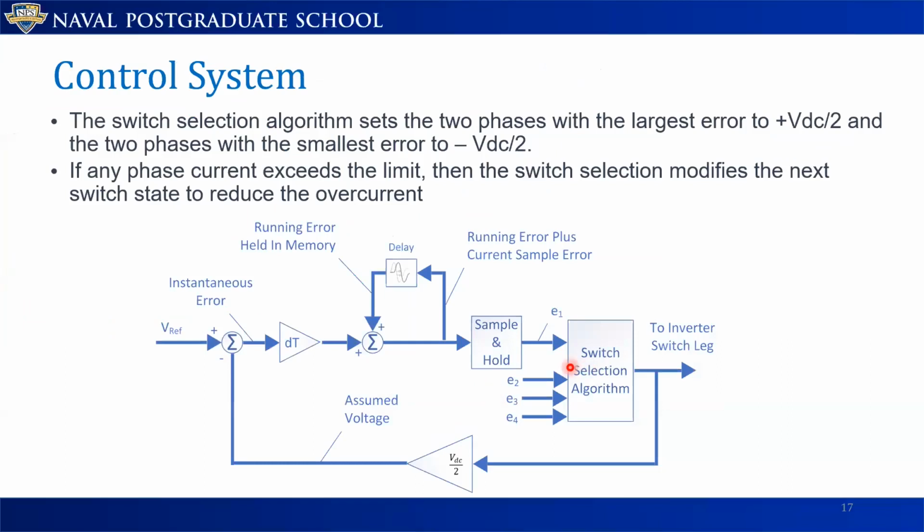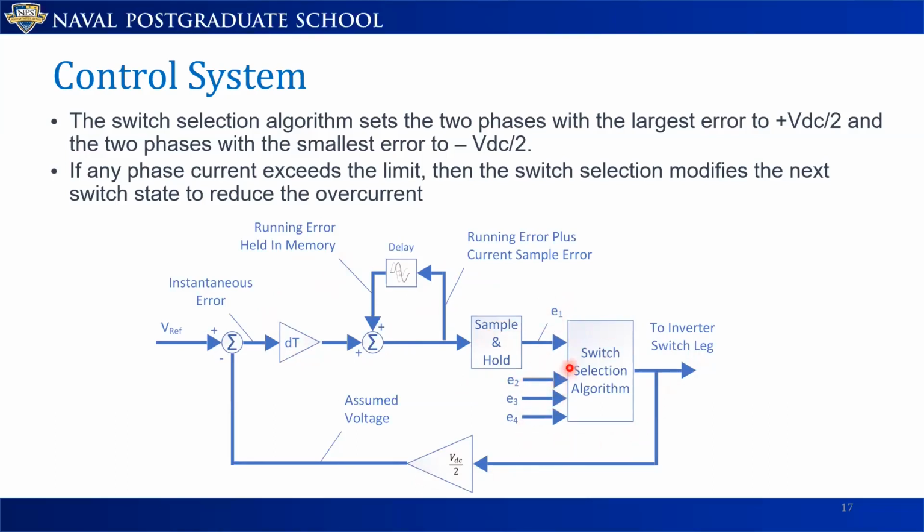The control system for the grid forming inverter is an open loop sigma delta modulation that I'm showing here. You take the error, you compare it to the assumed voltage, which is the voltage you expect by looking at the inverter gate drive signals multiplied by Vd over 2, and then do the integration here, sample and hold, to create the error on phase 1. A similar structure, not shown here, is done for phases 2, 3, and 4.